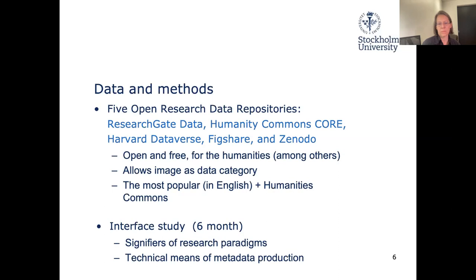We included Humanities Commons Core for comparison, despite it's not so big, as it's designed with the humanities in mind, unlike the others, which are directed also to other types of researchers. We engaged with these tools during a 6-month period, creating profiles, uploading data and publications, participating in groups, and so on, focusing on signifiers of research paradigms, but also on the technical means for metadata production.